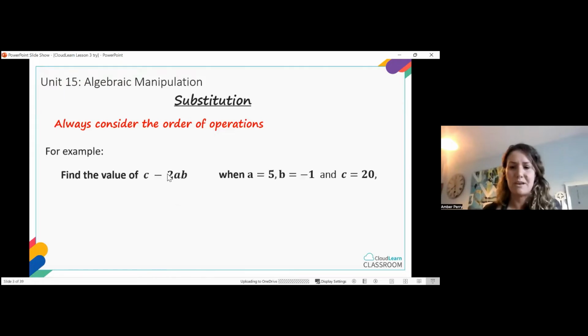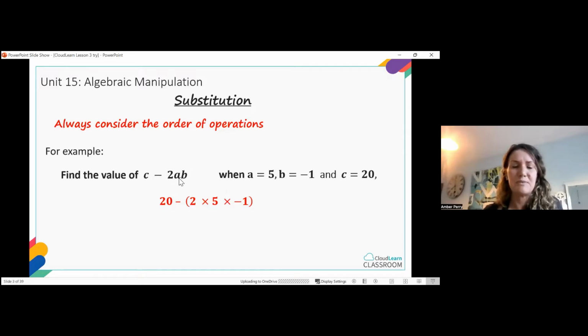Substitution will be something that looks like this. We have an example here. Find the value of C minus 2AB when A is 5, B is -1, and C is 20. And the order of operation is always super important. So if we were going to substitute these values into this expression, we're going to be making sure that we put brackets around that 2AB.